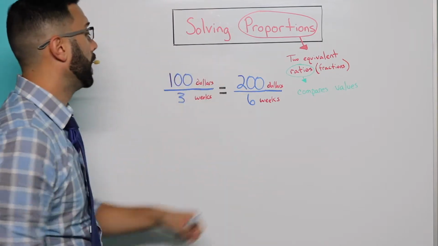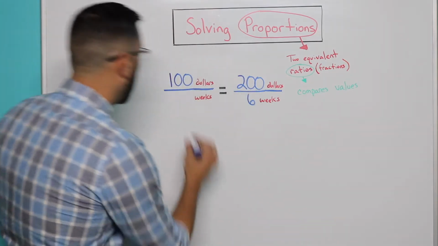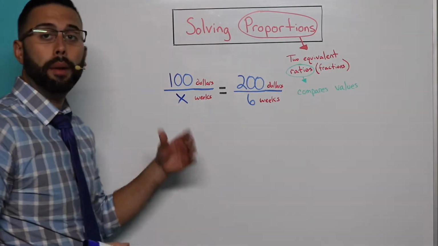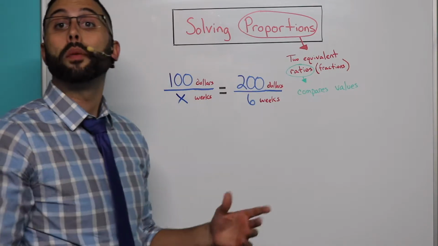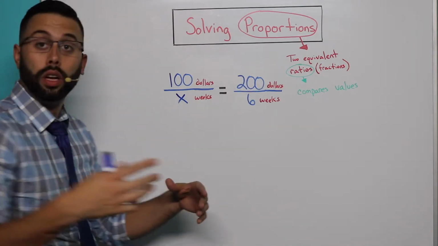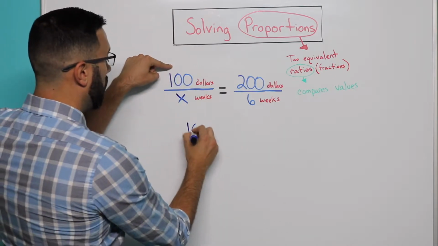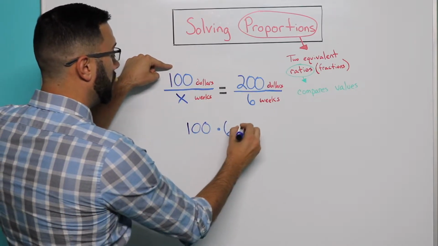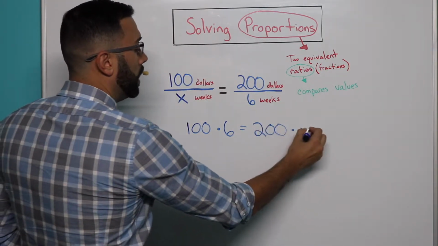Well, we already know this answer already. I'm just going to erase. So it's like, okay, I have $100 in how many weeks is the same as $200 in 6 weeks. Now that we know that the cross products are equal, let's come to life. So let's start with this cross product. 100 times 6 has to equal 200 times x.